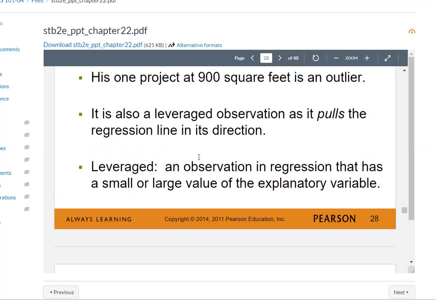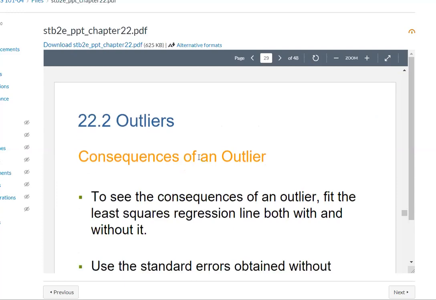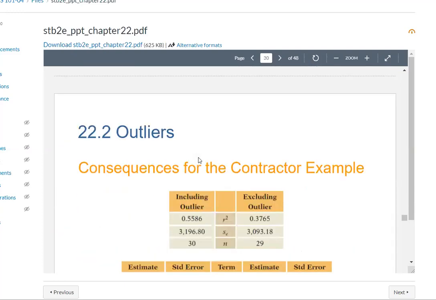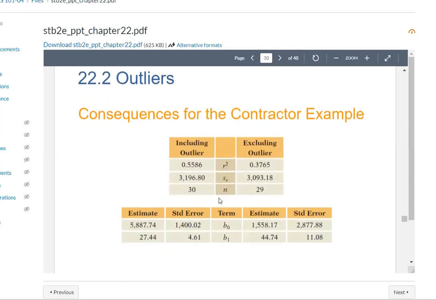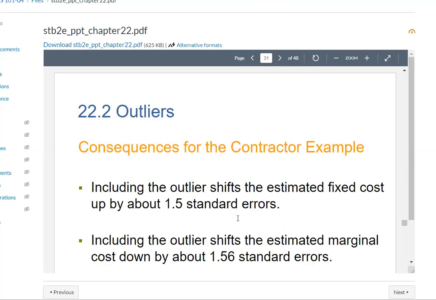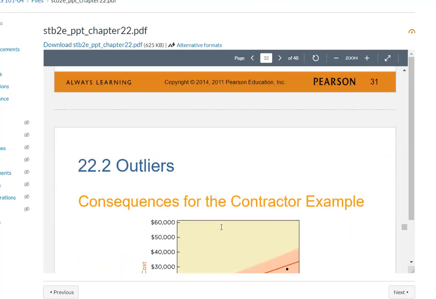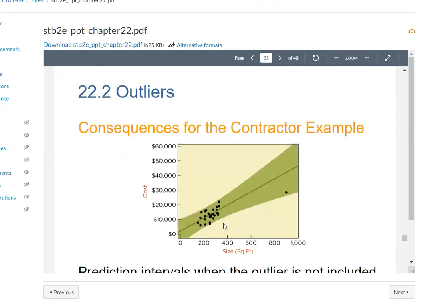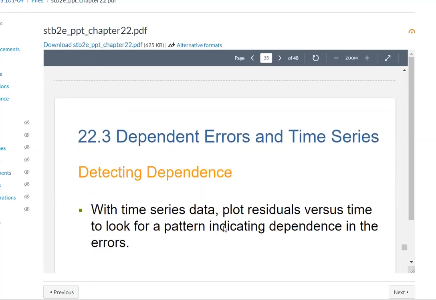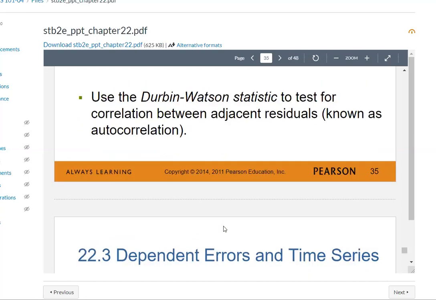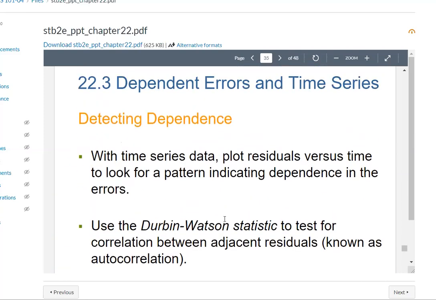And the consequences of outliers. So there will be questions on these. I'm sure you have a good understanding of outliers now. Not worried about this part. And for detecting dependence, the Durbin-Watson test, we discussed that before.